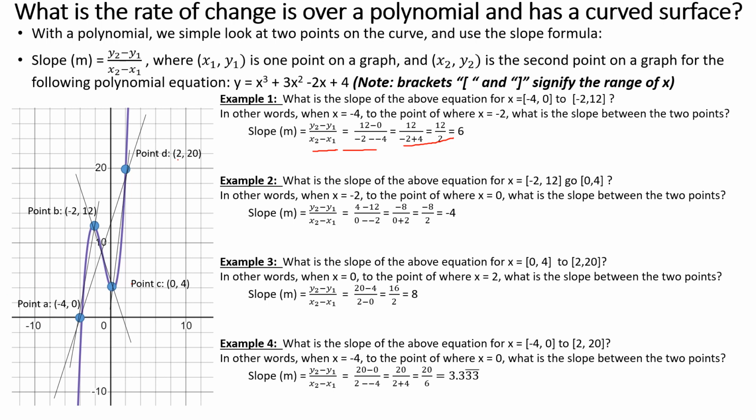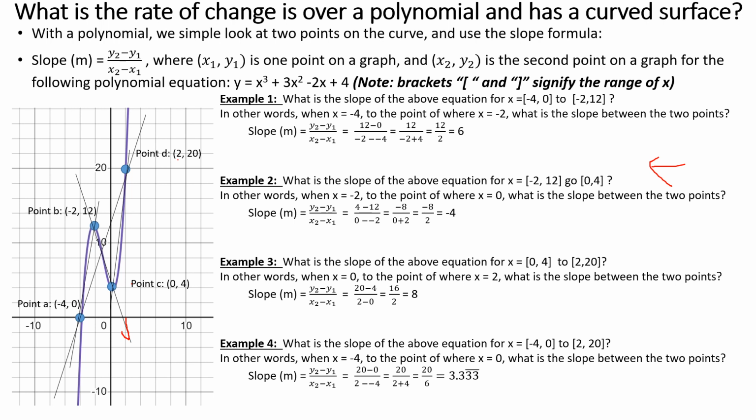From point A to point B, which is -4, 0 to -2, 12, I get a slope of 6. And then from -2, 12 to 0, 4, which I've done on the second one right here, I get a slope of -4. And it is negative. It's going down to the right here.